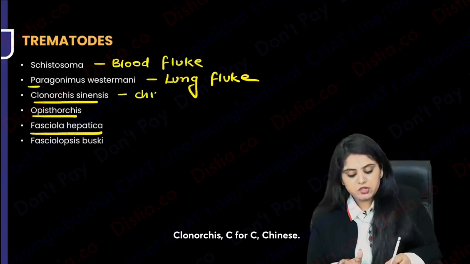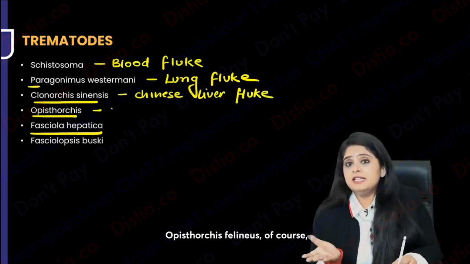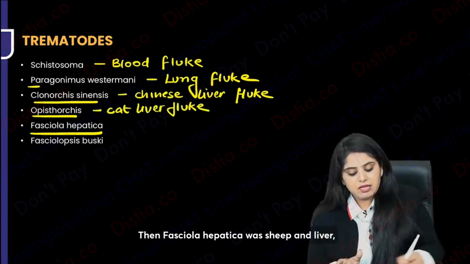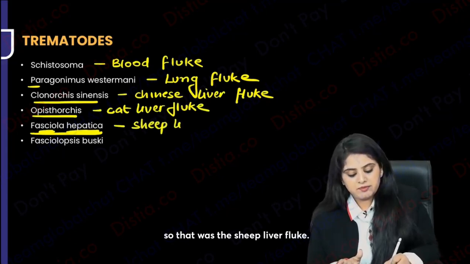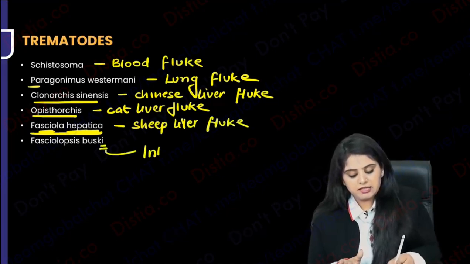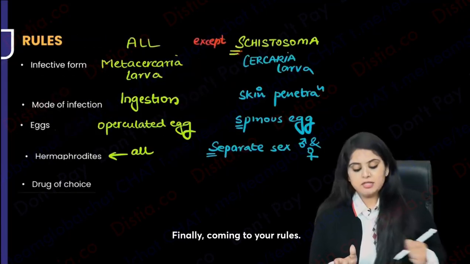Clonorchis, C for C, Chinese, these three are liver flukes. So C for C, Clonorchis was the Chinese liver fluke. Opisthorchis felineus, of course you know, is the cat liver fluke that we have. Then Fasciola hepatica was sheep and liver, so that was the sheep liver fluke. And finally, coming to the last one, Fasciolopsis buski, I for intestine, that is the intestinal fluke, small intestine.